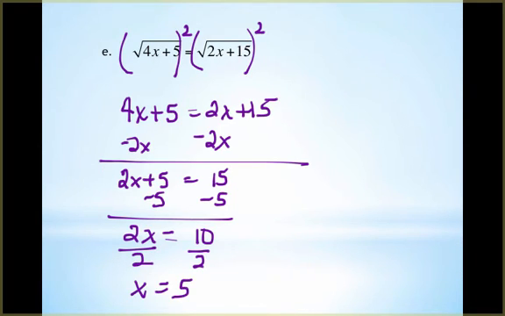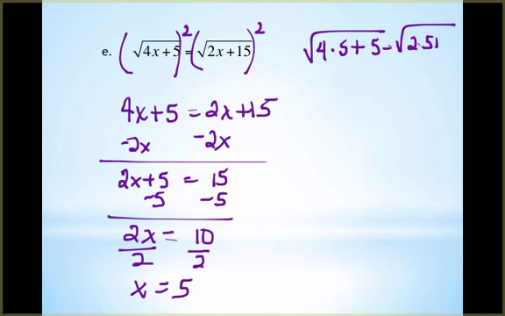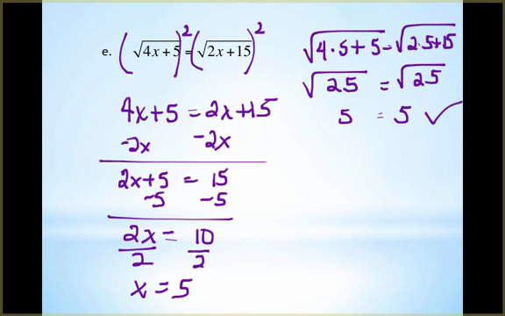Now I'll go back and substitute that in to make sure that it makes the equation true. So I want to know if the square root of 4 times 5 plus 5 equals the square root of 2 times 5 plus 15. But that's the square root of 25 equals the square root of 25. But that's 5 equals 5, and that's true. So our solution is x equals 5.